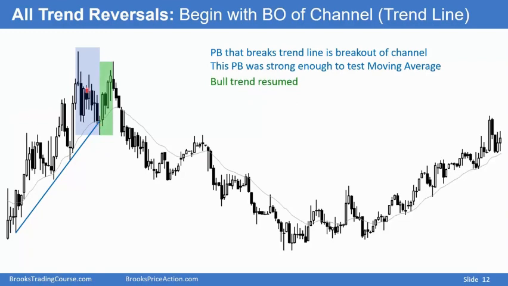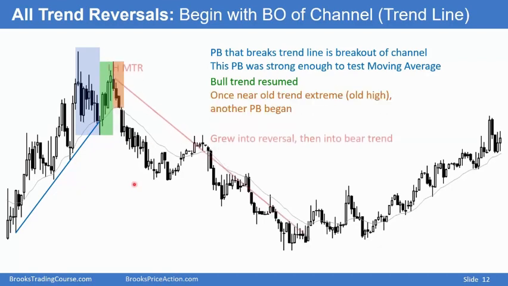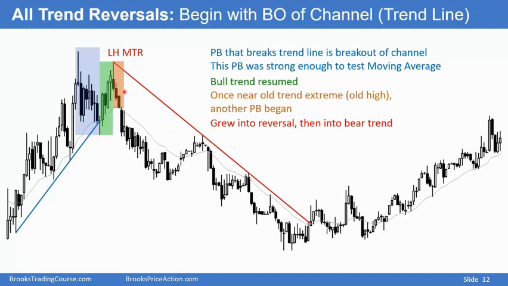Next, after the break below the channel, you want the bull trend to resume and to reverse down a second time. Once we got near the old high, we have a second pullback that began, but the pullback kept growing and became a reversal into a bear trend. A lower high major trend reversal. All major trend reversals are types of double tops. Here it's a lower high double top and a strong reversal down into a bear trend.